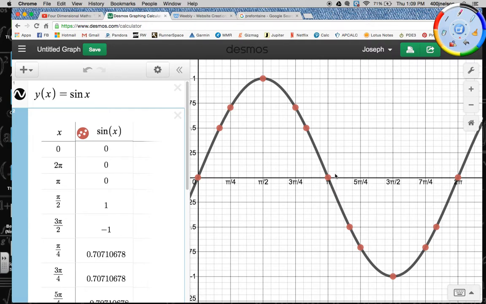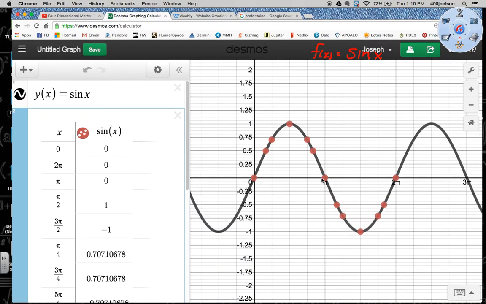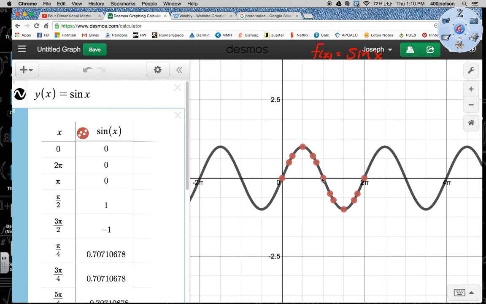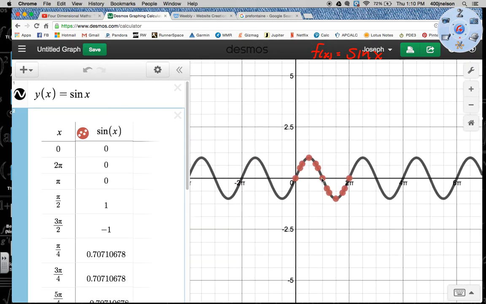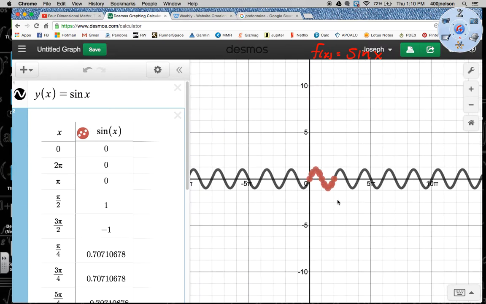Now, what you'll notice here, watch as I zoom out on this function. And this is why Desmos is very, very handy. It's harder to do on a graphing calculator. But Desmos, if you were to zoom out, you start to see the same pattern over and over and over again. It's actually kind of nice how those little red dots are kind of creating that curve now.